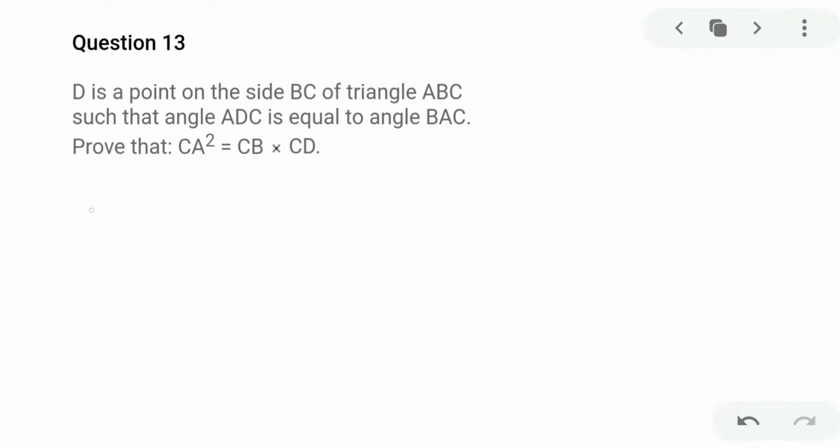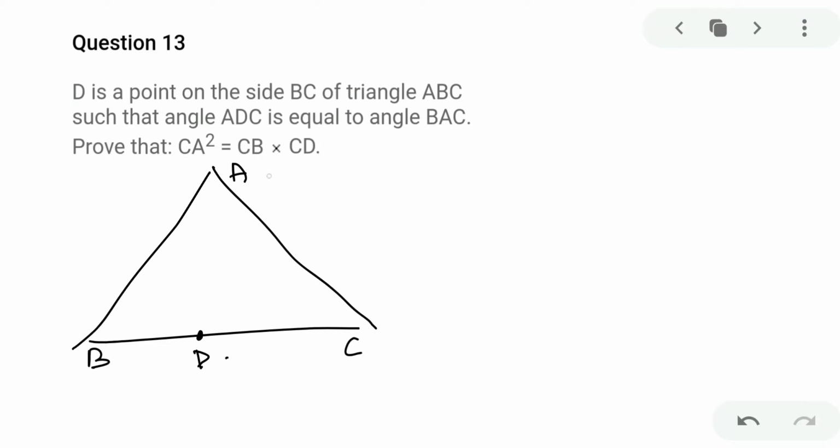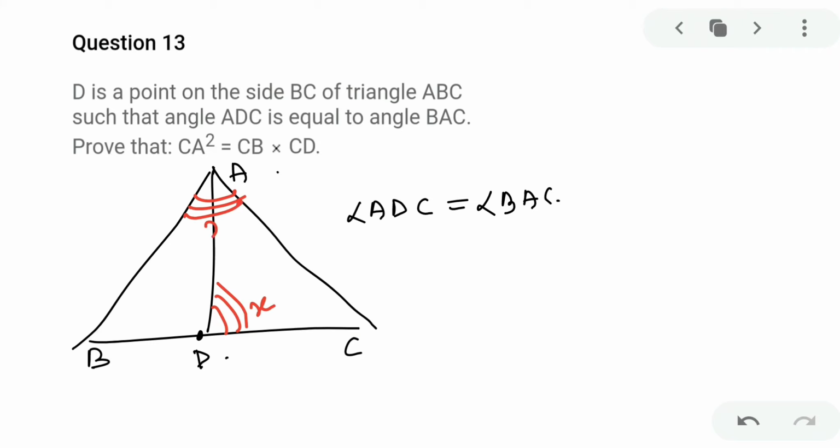Let's go for problem number 13, my dear kids. In problem number 13, it is said that D is a point on side BC. So I will quickly draw BC, and D is somewhere here on BC of a triangle ABC. So A must be here. Such that angle ADC, I will draw this. Angle ADC is equal to angle BAC. ADC, my dear kids, is this one. ADC is equal to BAC, this. So if I put this as X, this entirely will be X. Got the point? I think so.